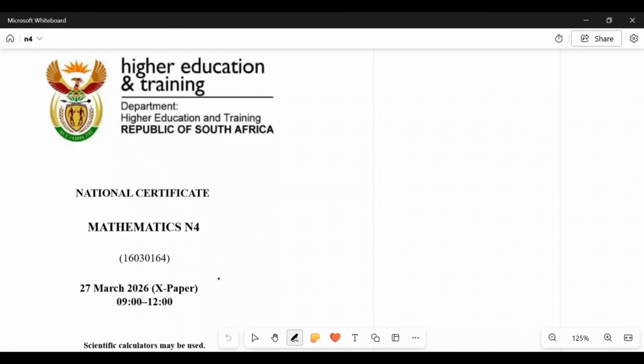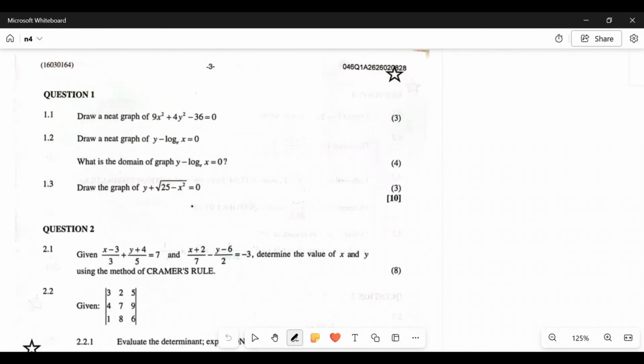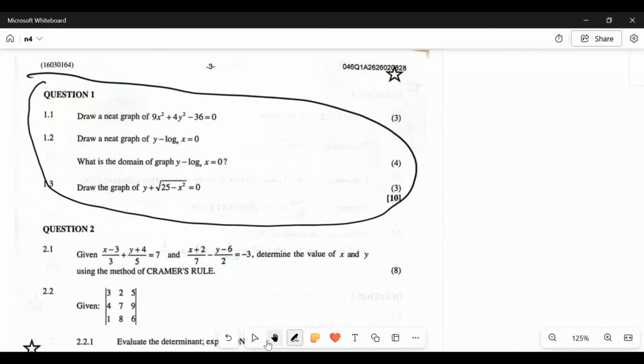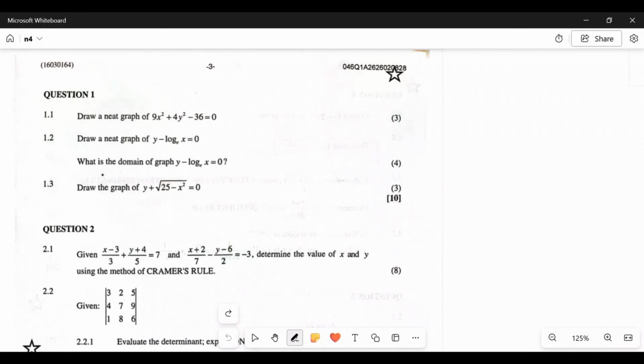All right, here is our question 1. Let me just highlight it. Question 1 consists of 3 questions, and it's based on graphs. We're going to start with 1.1, then do 1.2, and end with 1.3. So I'm going to create space, and then we do question 1.1 there.